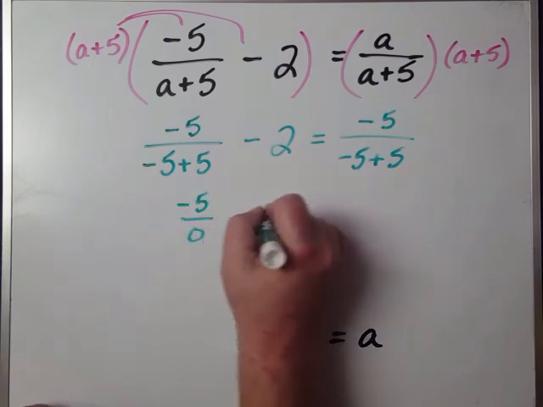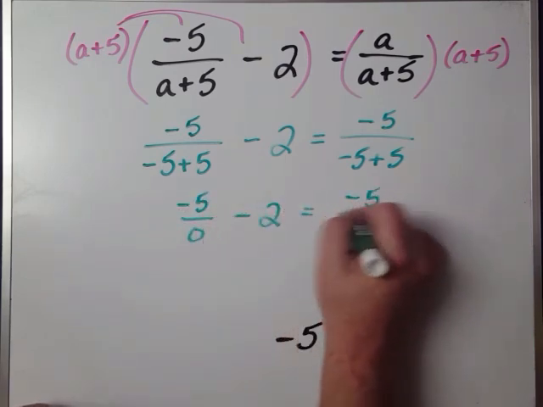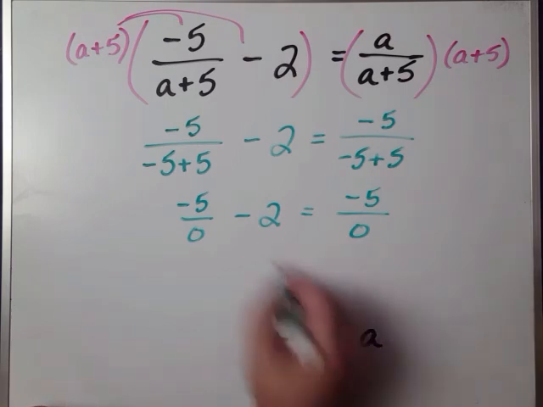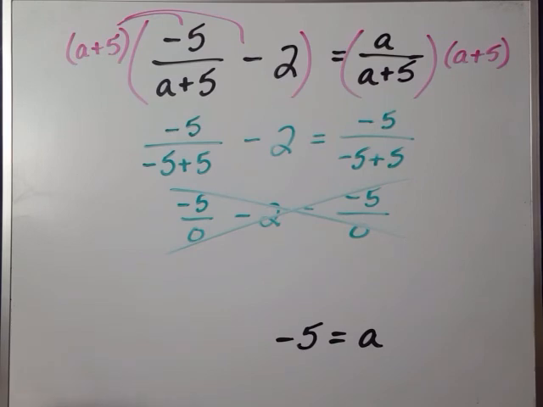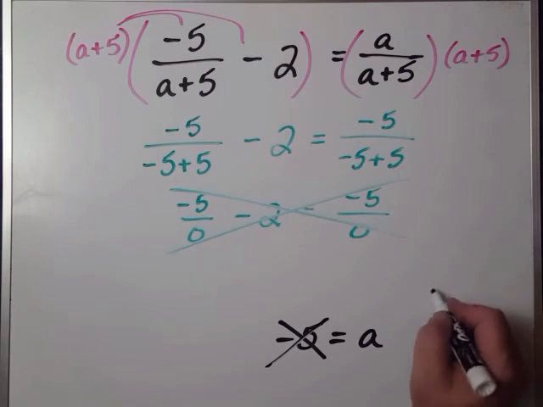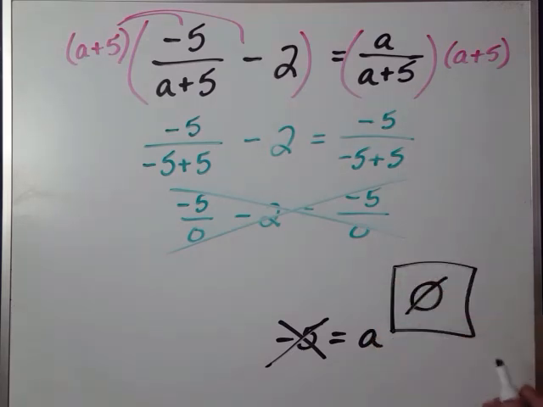Negative 5 over 0. Negative 5 over 0. This does not check because I have two terms that go undefined. And undefined is not a number. It can't be equal to anything, not even to itself. So negative 5 does not check back in the equation, and so I have to reject it. And since it was the only proposed solution and I had to throw it out, there is no solution.